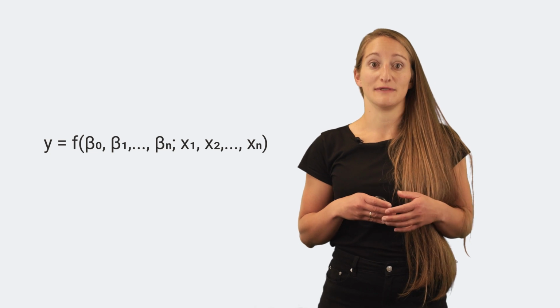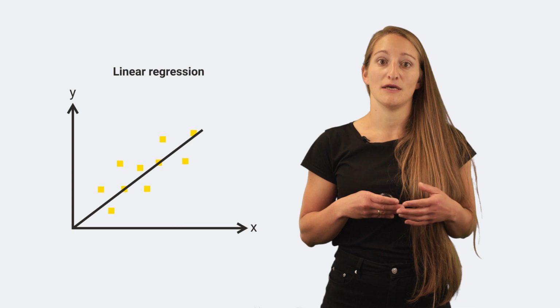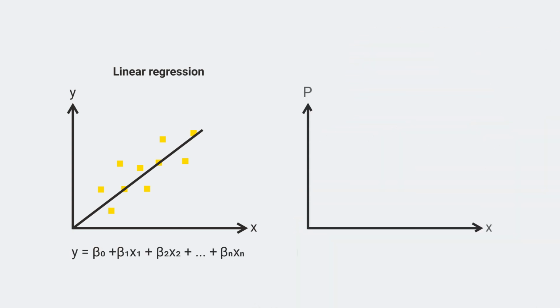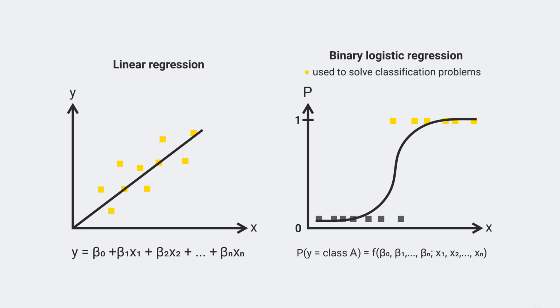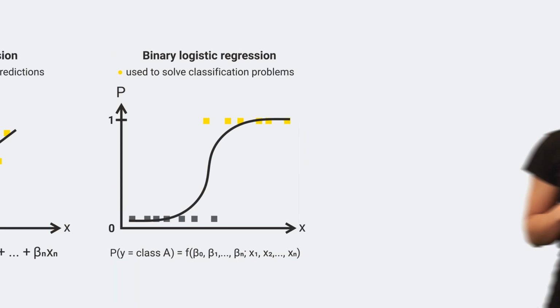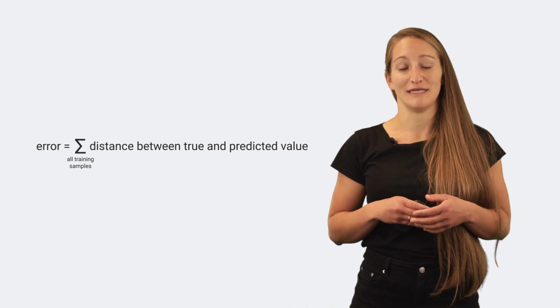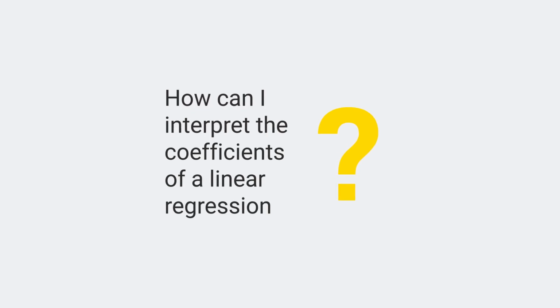of independent variables. Linear regression models the value of the dependent variable directly, using the linear combination of the independent variables. Binary logistic regression, on the other hand, models the probability for one of the two classes. Therefore, logistic regression is used to solve classification problems and linear regression for numerical predictions. What both algorithms have in common is the minimization of an error function to find the coefficients that best fit our training data.